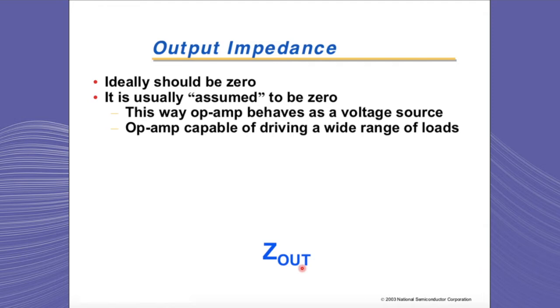Output impedance of an amplifier. Amplifiers should have very low output impedance, and usually it's assumed to be zero, and in this way, op-amps will behave like a voltage source, and will be capable of driving a very wide range of loads.